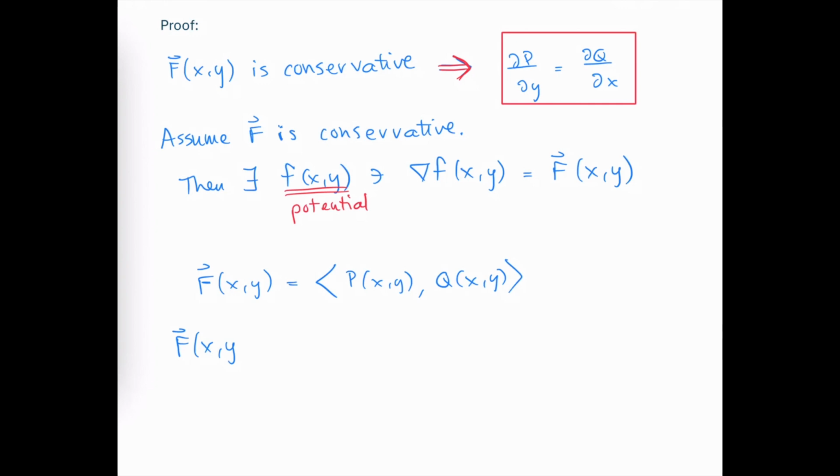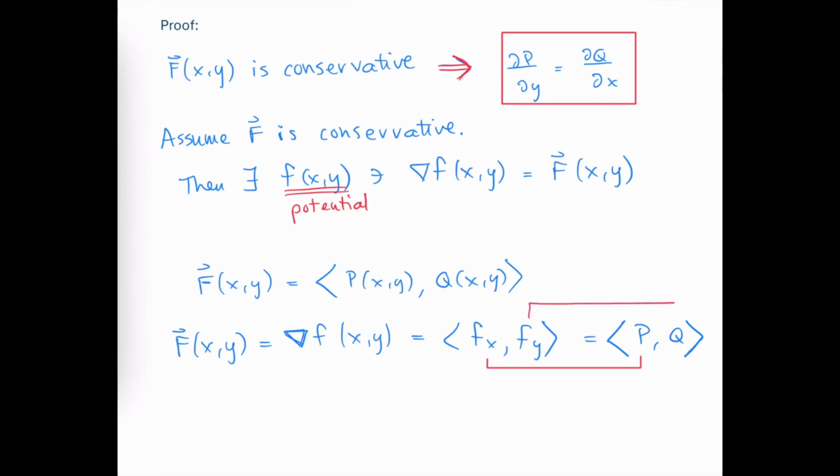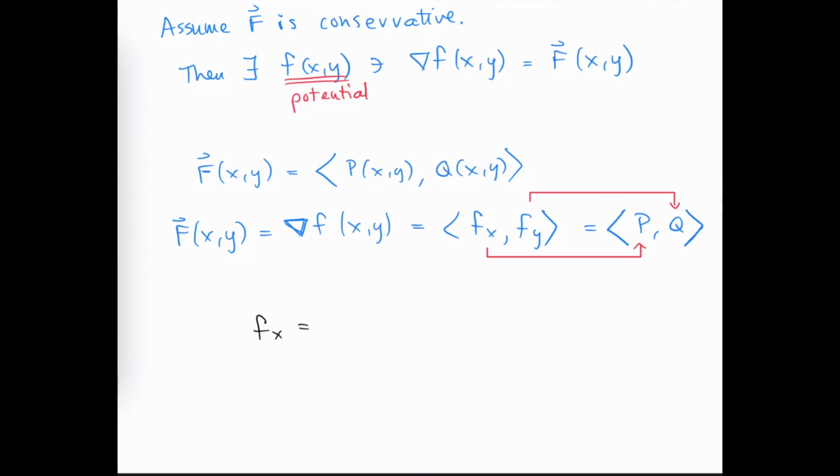And since this is a conservative vector field, this can also be expressed as a gradient field. And the gradient vector is first partial of f with respect to x, first partial of f with respect to y, which is also P and Q, and I'm going to drop the functional notation for the sake of simplicity. So this means the first partial of the potential function with respect to x has to be the same as the first component of the vector function, and the first partial of the potential function with respect to y has to be the same as the second component of that conservative vector field. So first partial with respect to x is equal to P, first partial with respect to y is equal to Q.